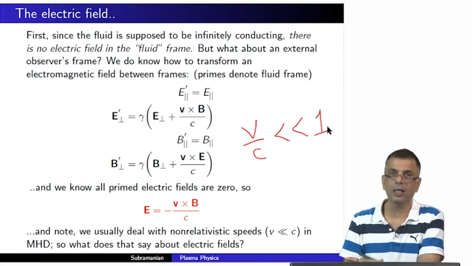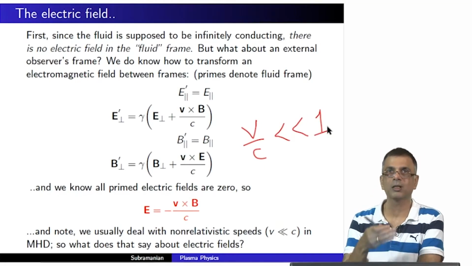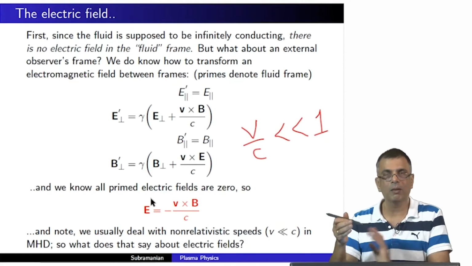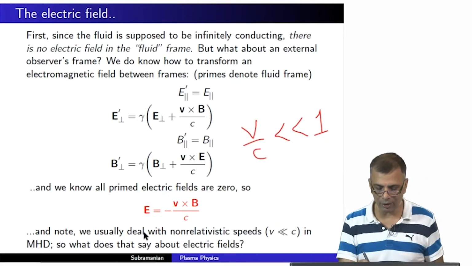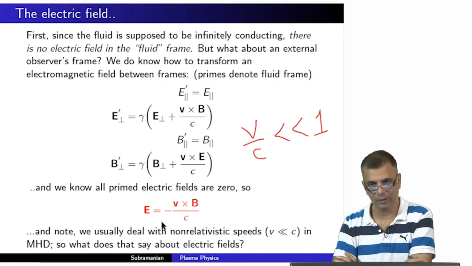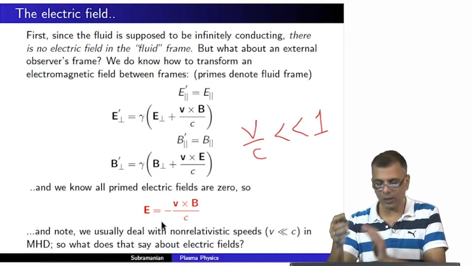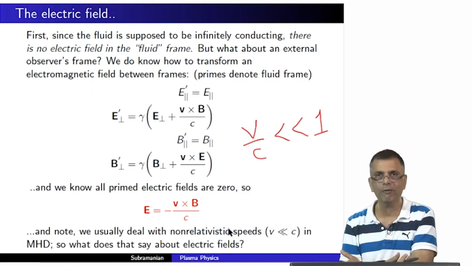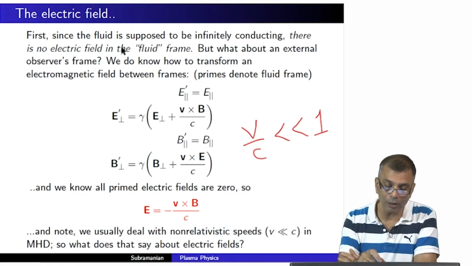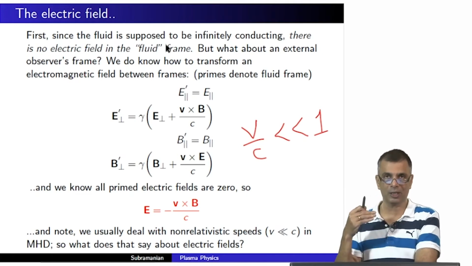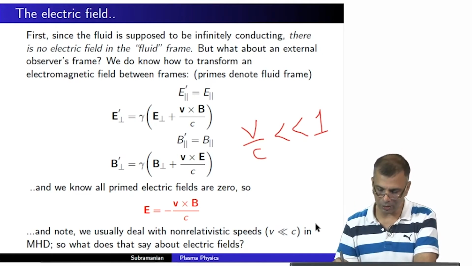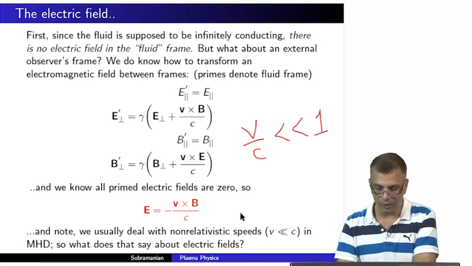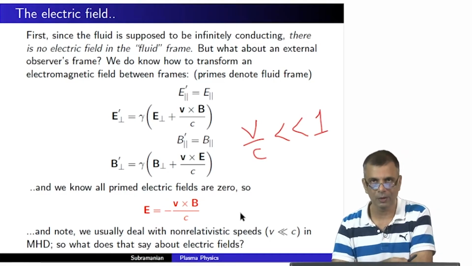So even in the non-primed frame, even in the external observer frame, because V over C is much less than 1, the bare magnitude of the electric field is very small. In comparison to what? Well, the magnitude of the magnetic field, for instance. So what does that say about electric fields? Electric fields are technically 0 in the fluid frame, and even in the external observer's frame, because we are restricting ourselves to non-relativistic speeds, the electric fields are pretty small.